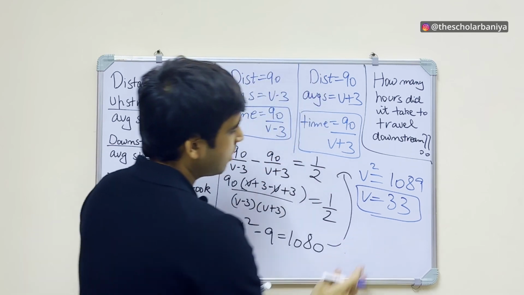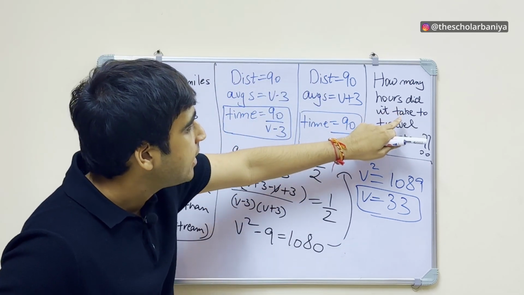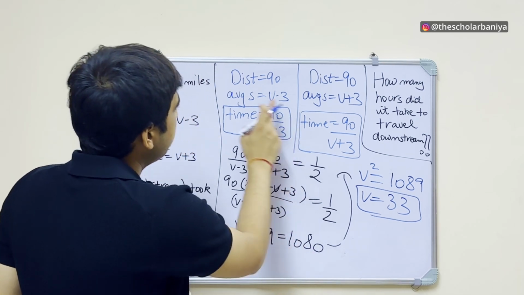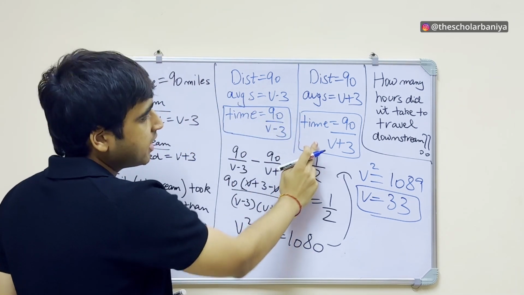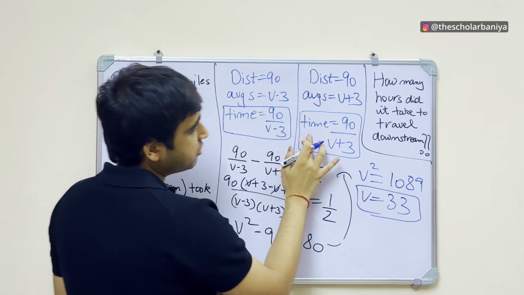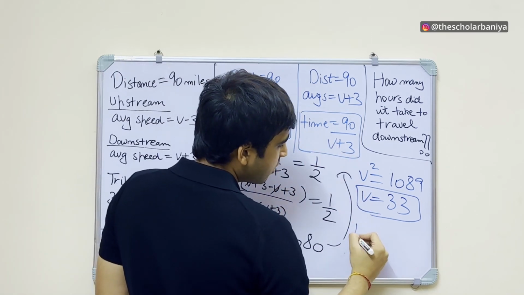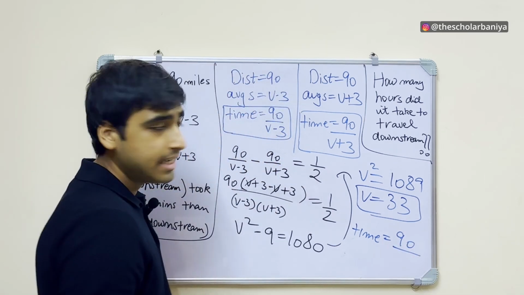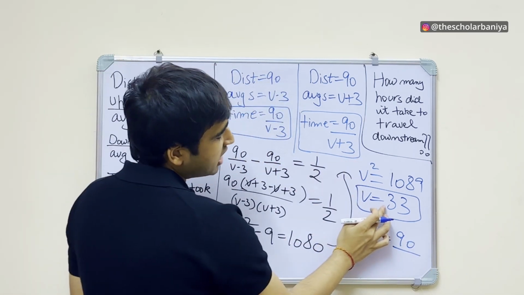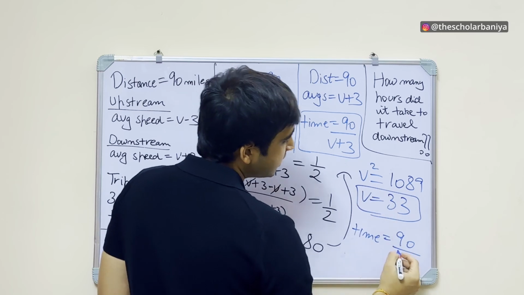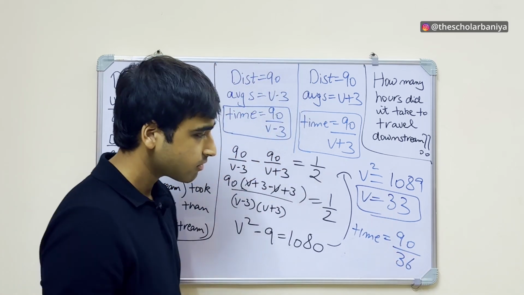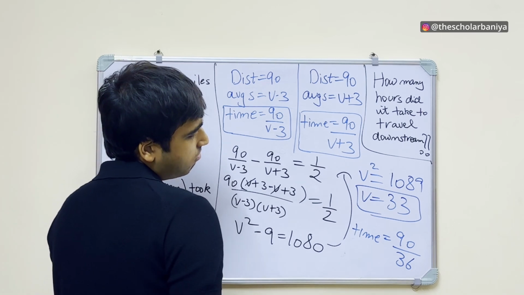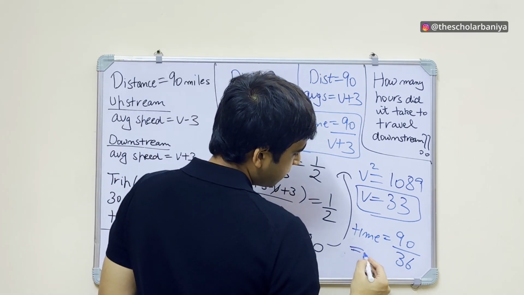And we were asked to calculate how many hours it took to travel downstream, right? So time is, this was upstream, this was downstream. So for downstream, the time is 90 upon v plus 3. What is v plus 3? v plus 3 is 33 plus 3, 36. I hope this should be clear. So this comes out to be, I think, 2.5.